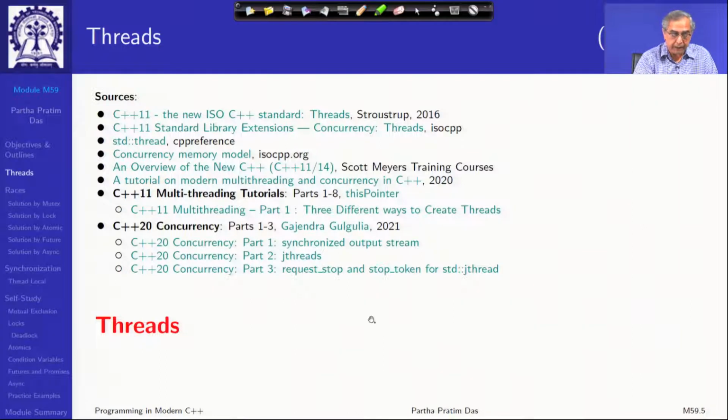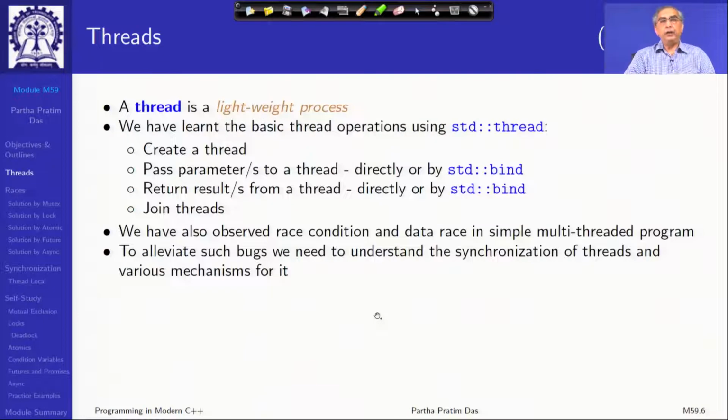Just a quick recap from the last module. We showed that thread is a lightweight process, and we have learned the basic thread operations using the thread component of the standard library. That is, creating a thread, passing parameters to a thread directly or by std::bind, returning the result from a thread directly or by std::bind, joining threads and so on. And we have also observed race condition and data race in the multi-threaded program.